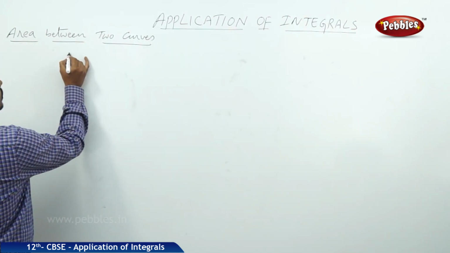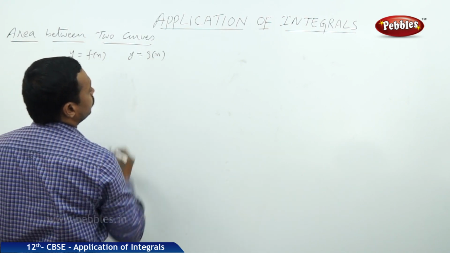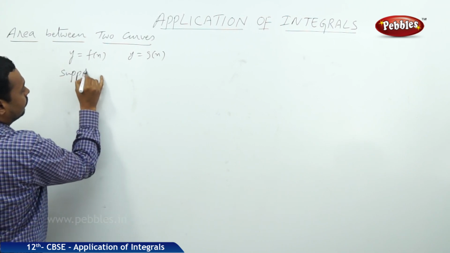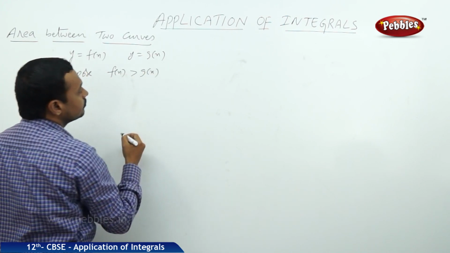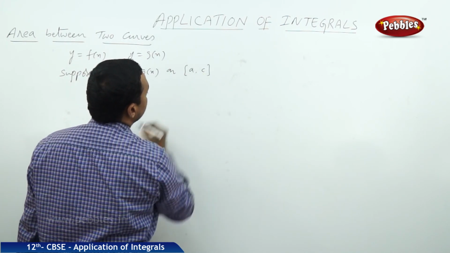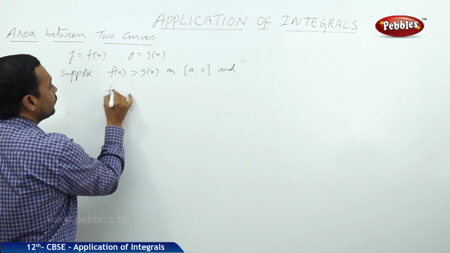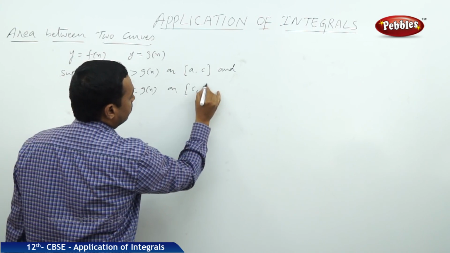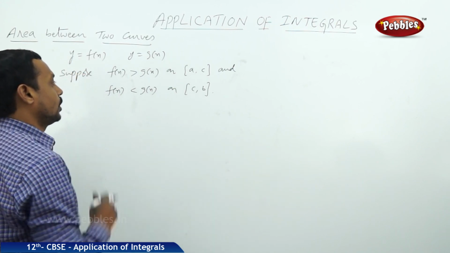Suppose y is equal to f of x and y is equal to g of x are two curves, and suppose f of x is greater than g of x on the interval a to c, and f of x is less than g of x on the interval c to b, then how can we find the area between the two curves?